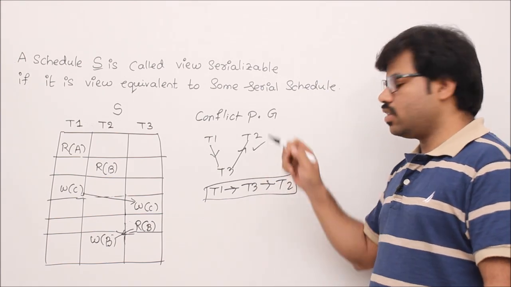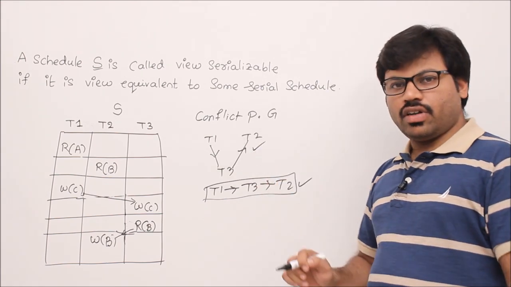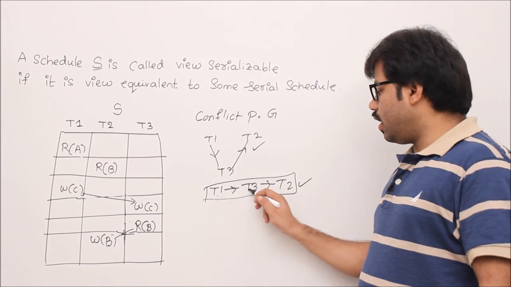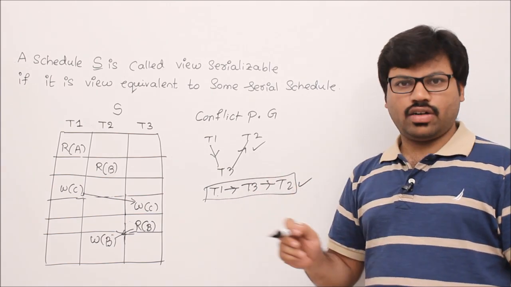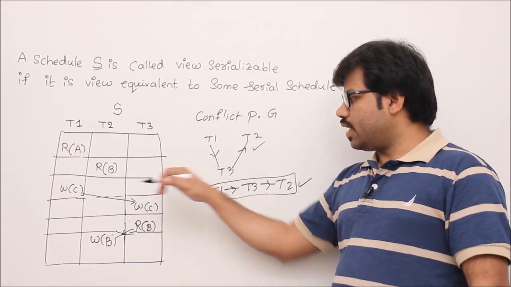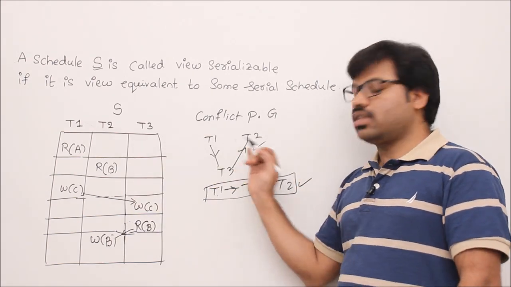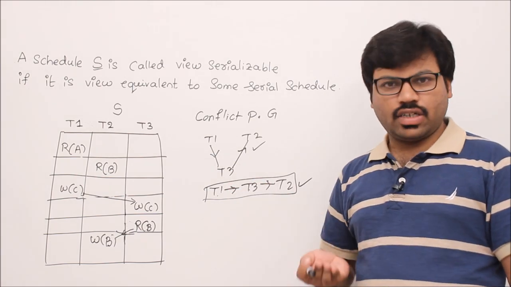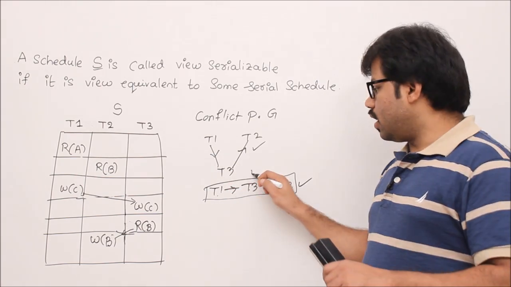Then the answer is yes, because there is no cycle. Second one, what is the order? T1, T3, T2. The graph also gives you the order. Now you don't need to check that serial schedule again to see whether it is equivalent to this one or not, because this graph is a necessary and sufficient condition to find out the serial schedule.